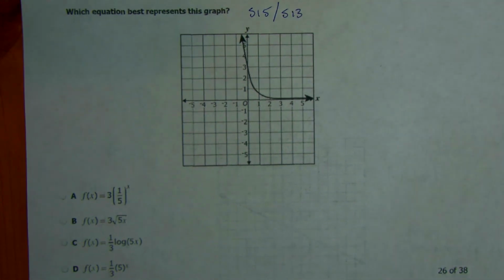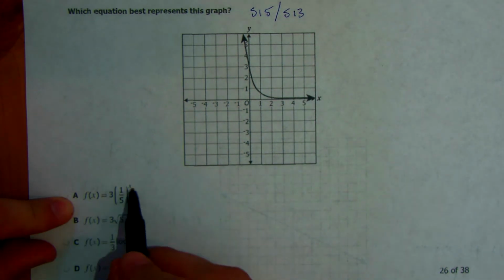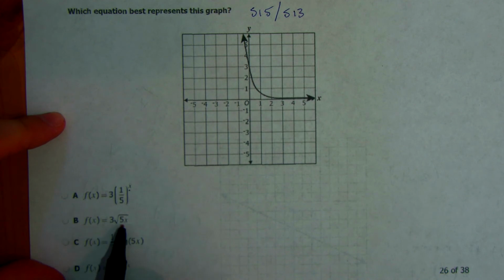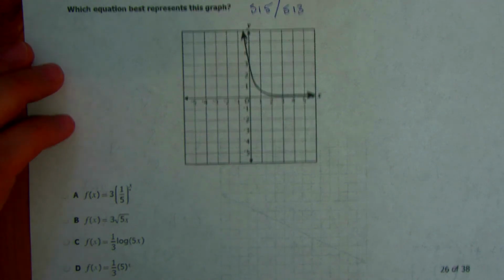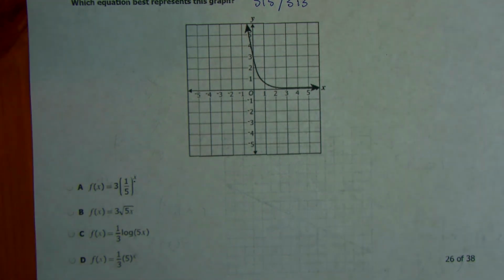And if we look at the answer choices, we see there's an exponential curve, because the variable is in the exponent position. That's A. B is a radical function, because the x is underneath the square root symbol. C is a log function, right, because it's got log in it. And D is another radical function, because the exponent is in the radical position again.